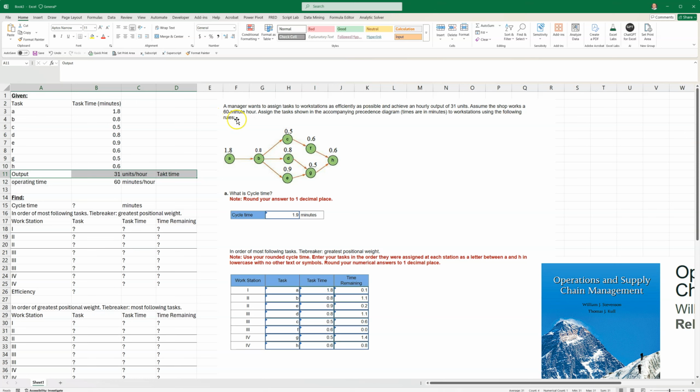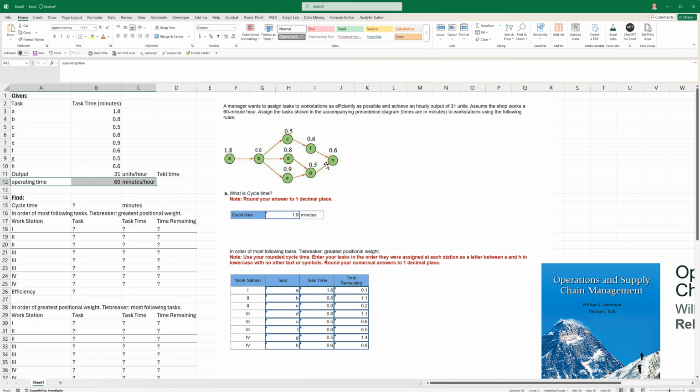The shop works a 60-minute hour, so operating time is 60 minutes per hour. We want to assign the tasks in the accompanying precedence diagram, and the times are in minutes, to workstations using the following rules. In other words, these are operations that have to be done to complete this product, and it takes 1.8 minutes to do task A, 0.8 minutes to do task B, and you can't do task B before A, so it flows this way. You can't do task H before you do task G. So the products have to be done in the order of this diagram.